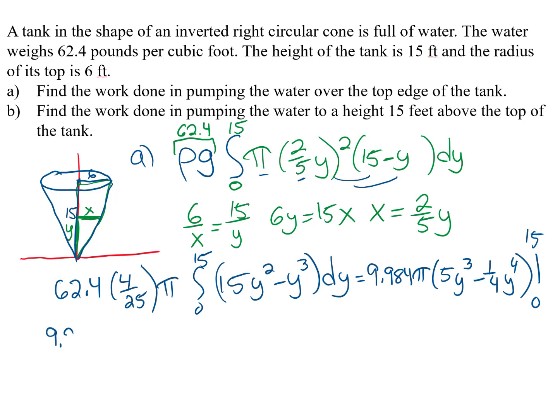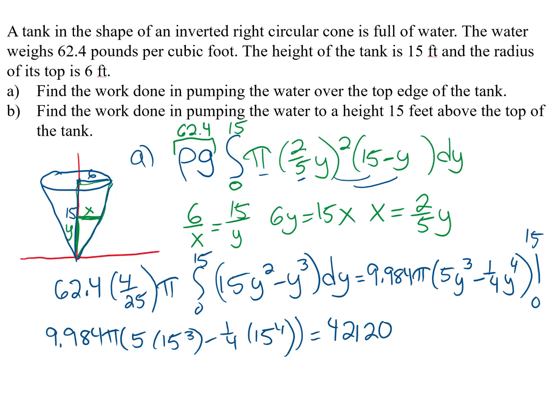So we've got our 9.984 pi times 5 times 15 cubed minus 1/4 times 15 to the fourth. And then our lower limit is 0, so that's 0. All right, so that ends up giving us, as we put that in the calculator, 42,120 pi, and the units are foot-pounds.